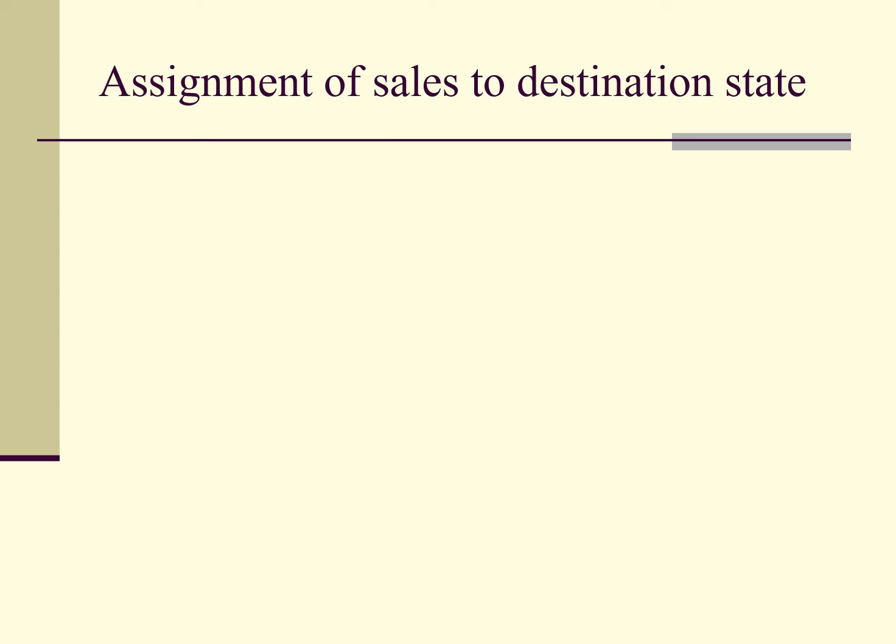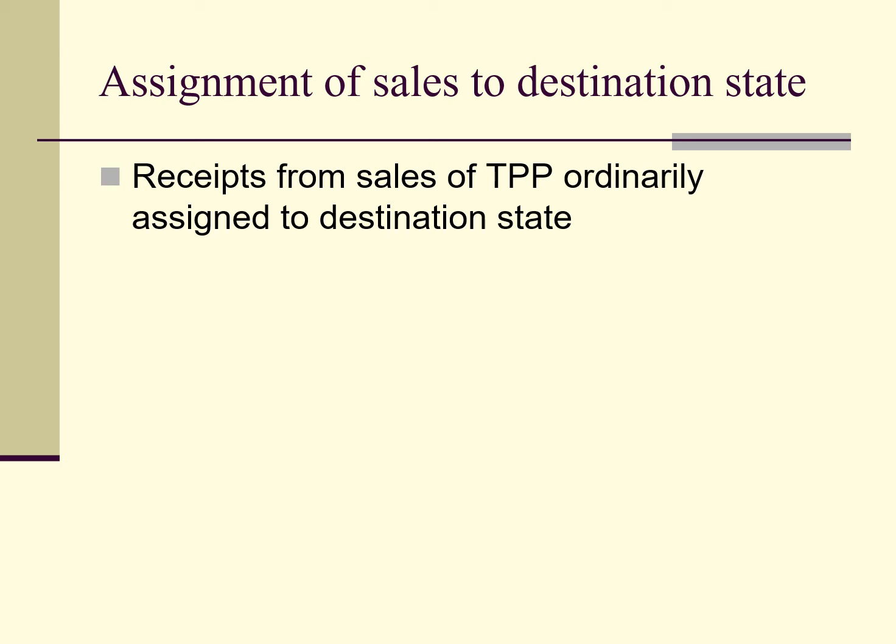Let's first take a look at the basic rules for assigning receipts from sales of tangible personal property. For purposes of the receipts factor, most states assign receipts from sales of tangible personal property to the destination states. The destination state is usually the state to which tangible personal property is delivered.